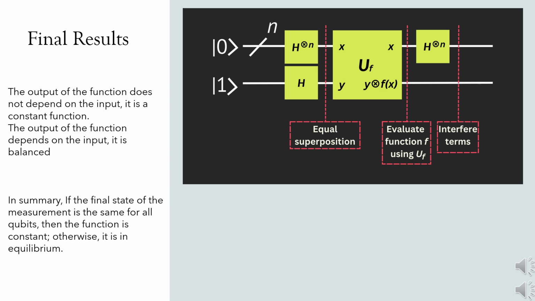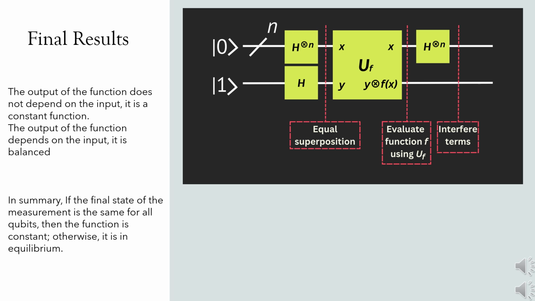Results on constant and balanced oracles in the Deutsch-Jozsa algorithm. The goal is to determine whether a function is constant or balanced. A constant oracle always returns the same output, 0 or 1, regardless of the input. When applied to a quantum circuit, after measurement the output always shows that all qubits are in the state 0, 0. This indicates that the output of the function does not depend on the input and is a constant function. A balanced oracle produces an evenly distributed output of 0 and 1 for different inputs.